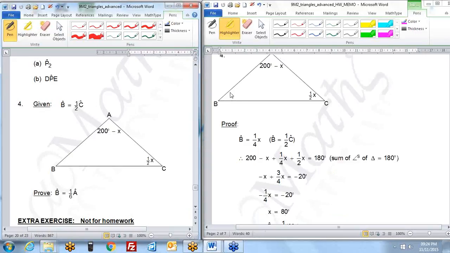Angle B equals a quarter x because a half times a half x gives you a quarter x. That's your reason. That's what they mentioned here. So a half times angle C, and angle C equals a half x. So a half times a half x gives you a quarter x. So this is a quarter x. Let's write it down.